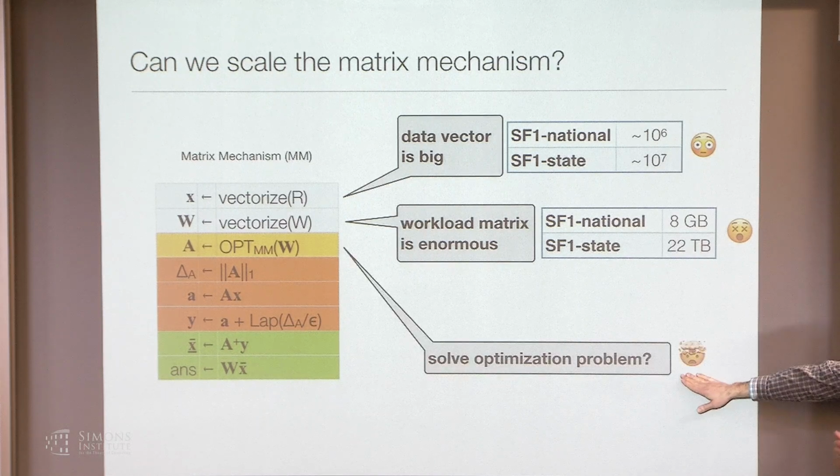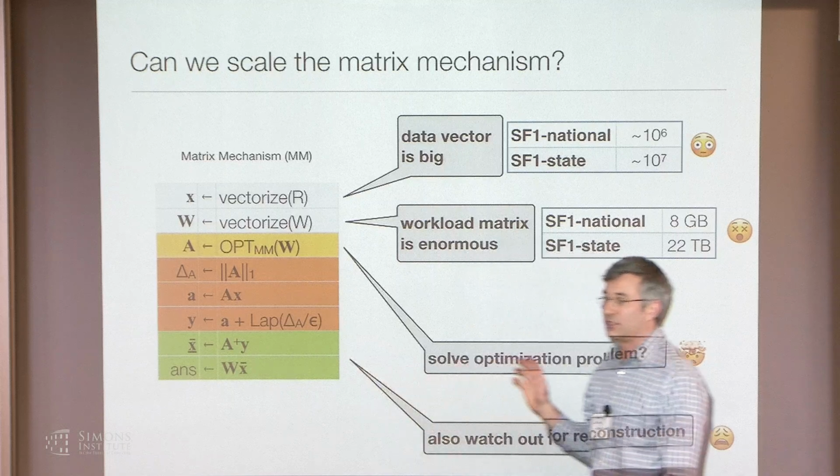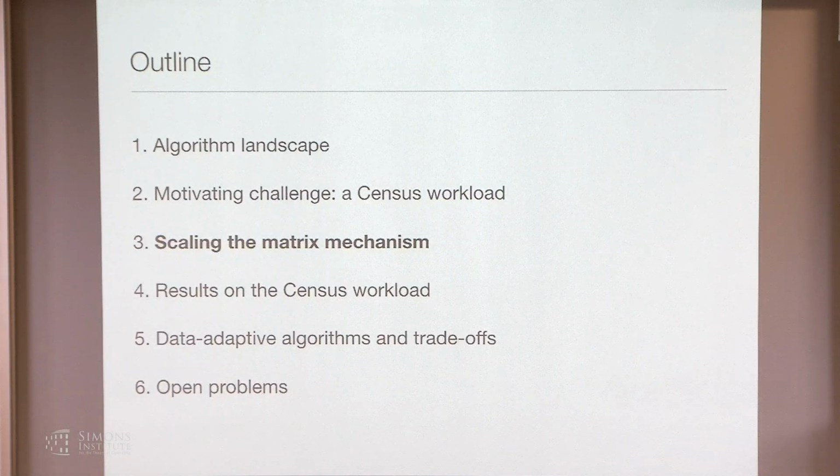So then we have to solve the optimization problem. And then we should also not forget that we have to do reconstruction, which might involve a pseudo-inverse of this measurement matrix or something, and that could also be a problem. So the suspenseful question is, how could we ever run this algorithm at this scale? Can we? Will we be able to? You got to come back after the coffee break.